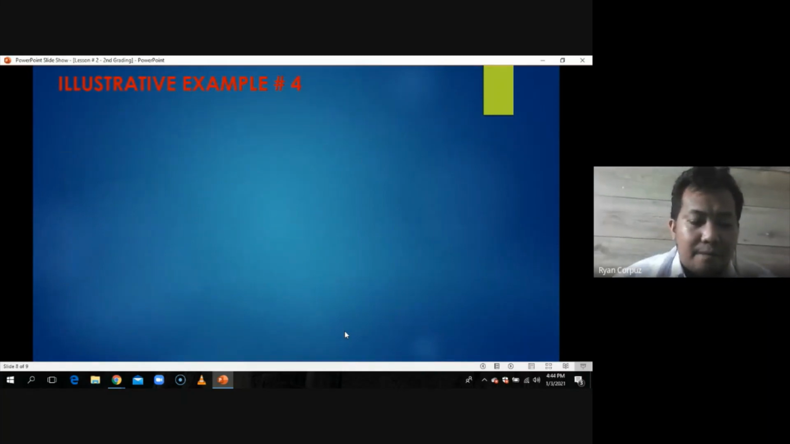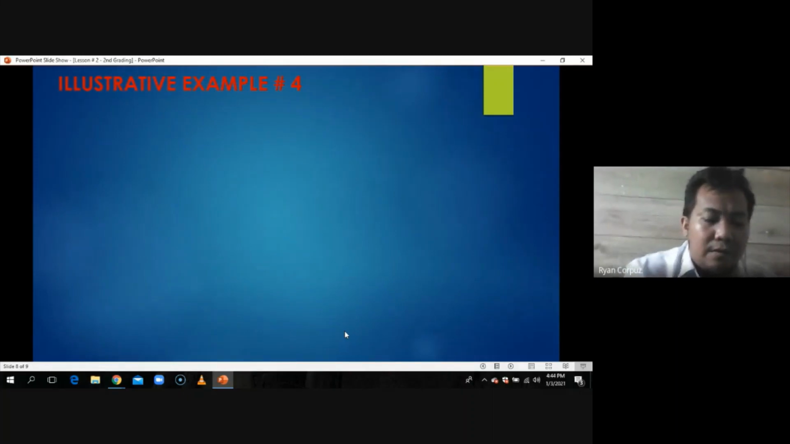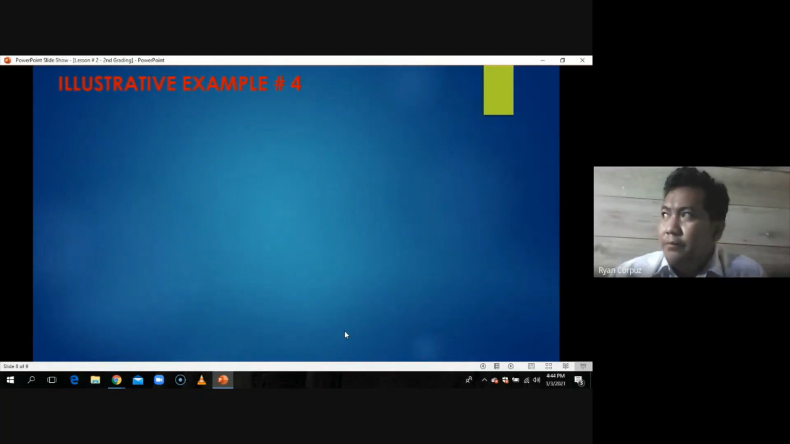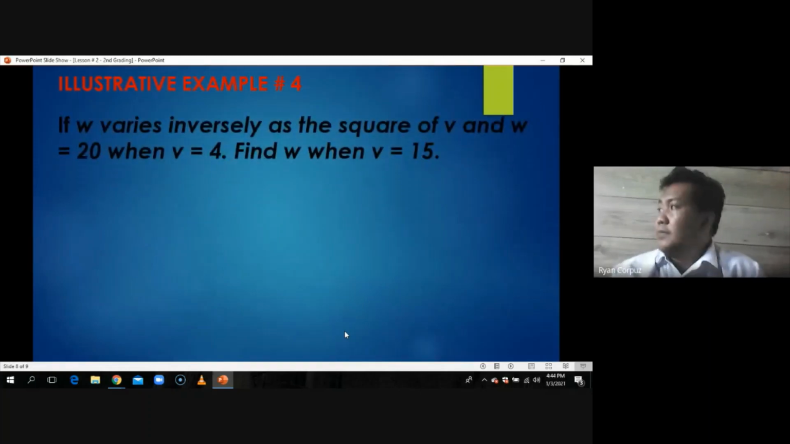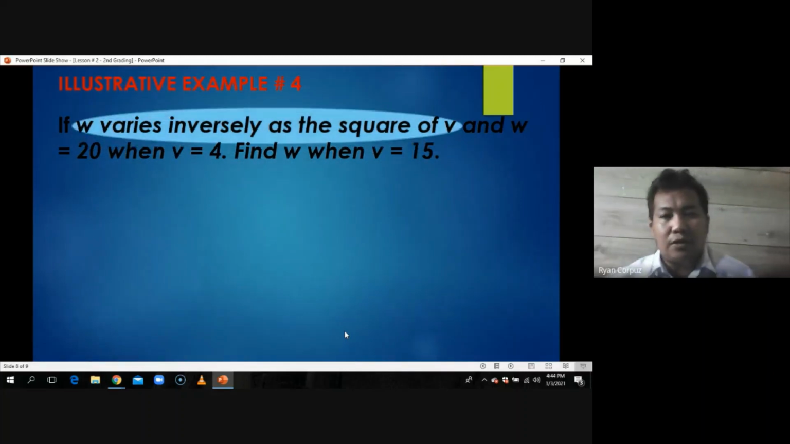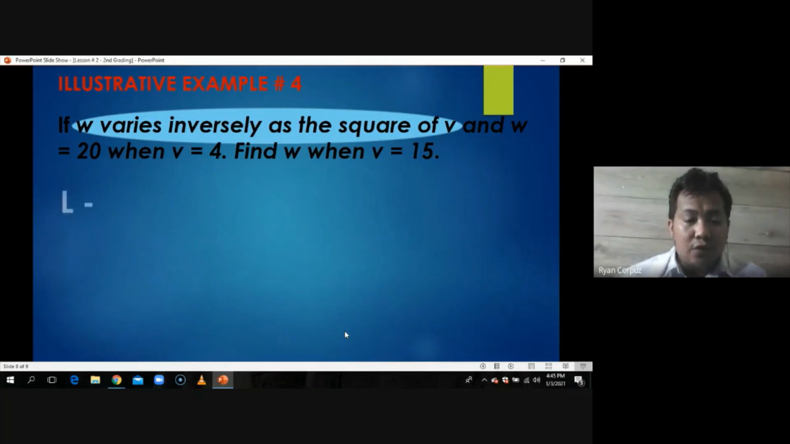Let's have more examples. Let's have now example number 4. The problem is, if W varies inversely as the square of V and W is equal to 20 when V is equal to 4, find W when V is equal to 15. The statement of variation is W varies inversely as the square of V. That's our first, the statement. So, using the first step, we translate the statement of variation into symbols.